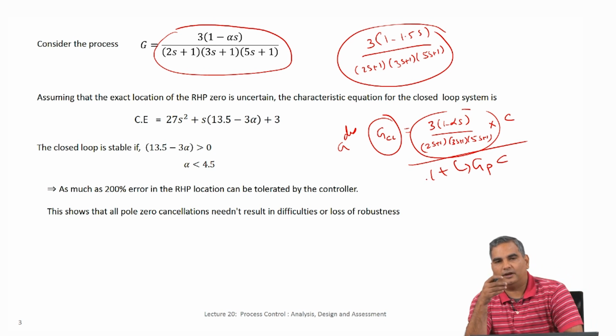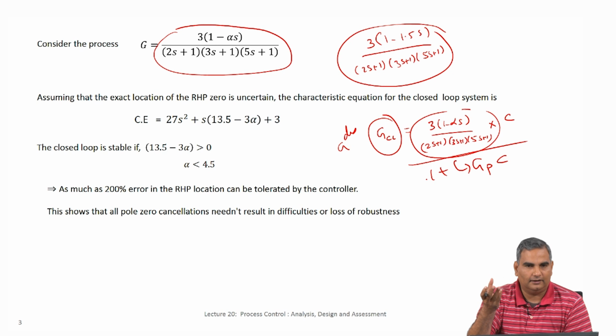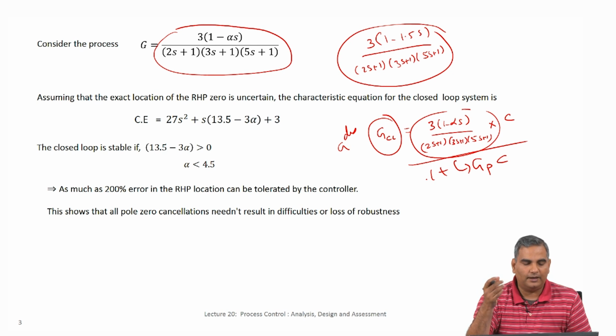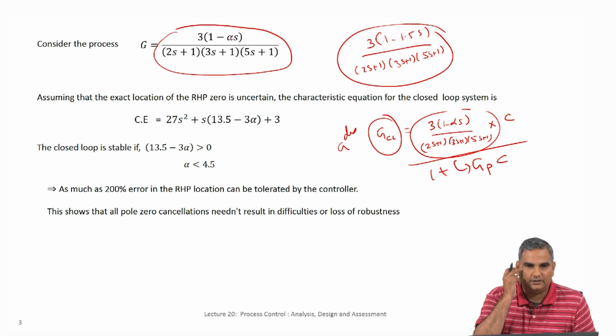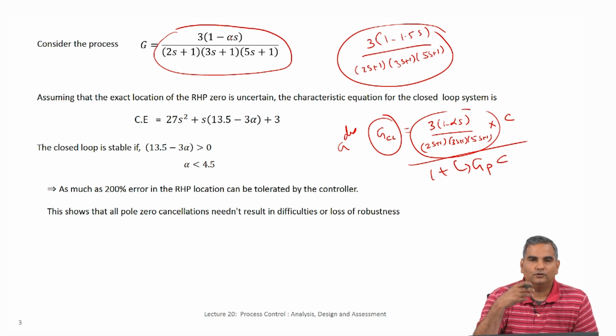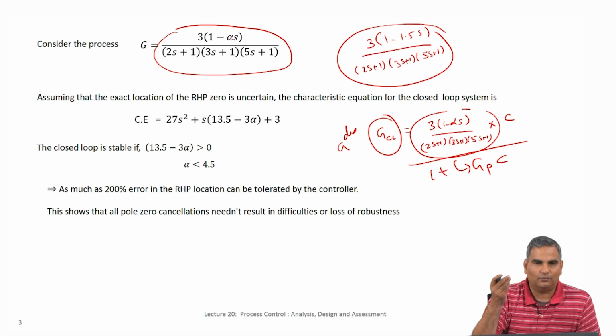So, I did a pole zero cancellation, I assumed that the zero location is 1.5, but the true zero location has changed to alpha, which is as yet unspecified here. So, I might want to ask the question, if this alpha is slightly different from 1.5, let us say it is 1.6, would my system become unstable because I have done a pole zero cancellation? That is a worry that you might have, and we will see what happens here.